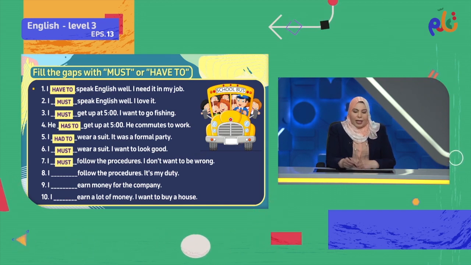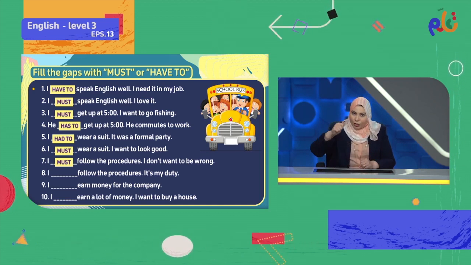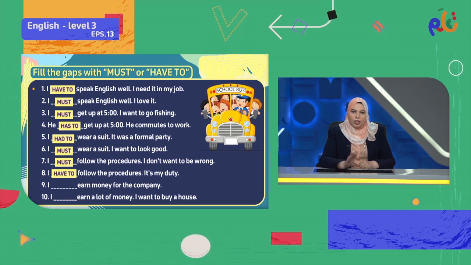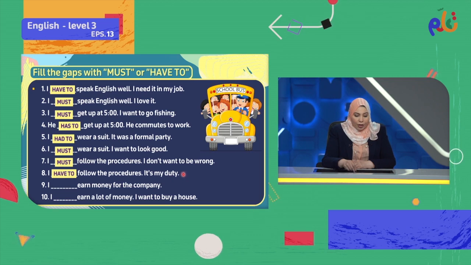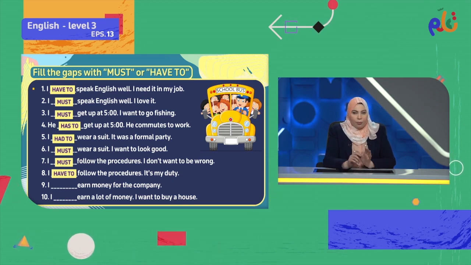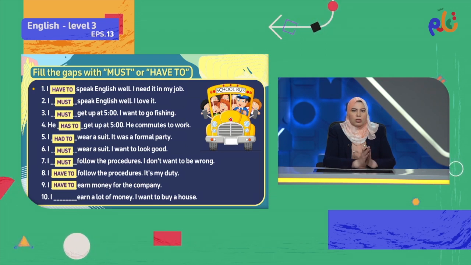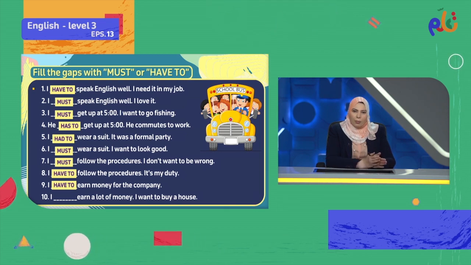Follow the procedures. It's my duty. So in this case, we're talking about a duty, something by force. So if it's something by force, I have to. I have to follow the procedures. It's my duty. Earn money for the company. So I work for a company. Is it a choice? So it's I have to earn money for the company. It's not a choice. It's not something that I like. It's the company rule. If I don't earn money, the company kicks me out.